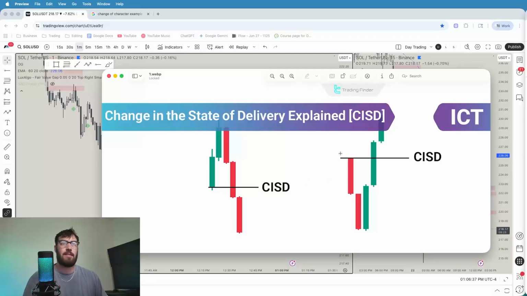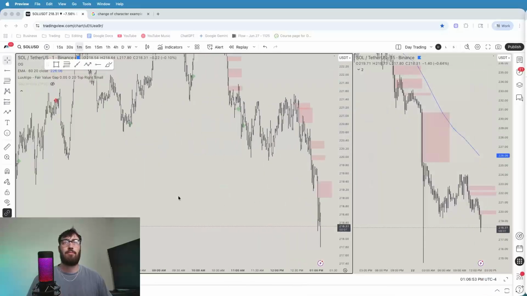Now, on the opposite side, if we're in a downtrend, we're going to be looking for two or more red candles going in the same direction get broken above. Right here, you can see we have our line. As soon as this candle closes above it, that would be the CISD. Now let's jump over to the chart because I have a good example of one happening pretty quick.